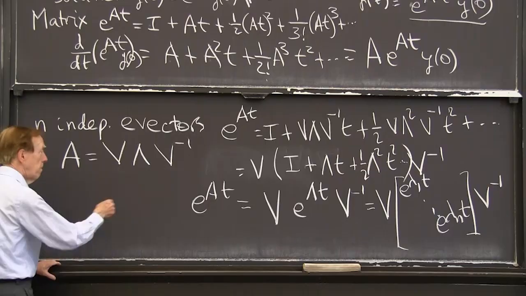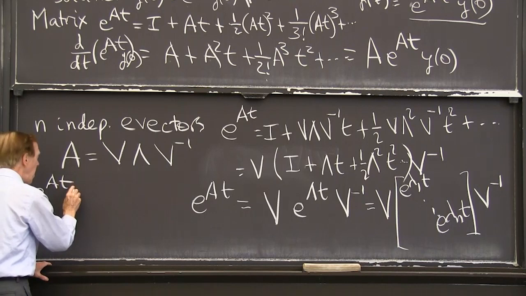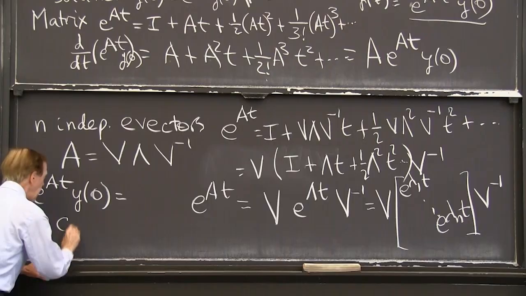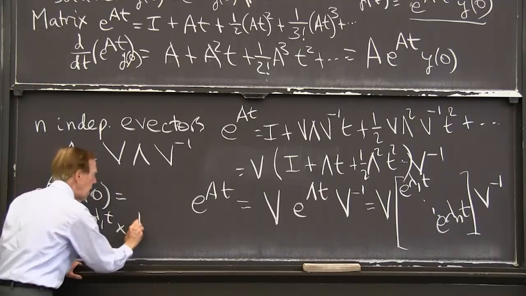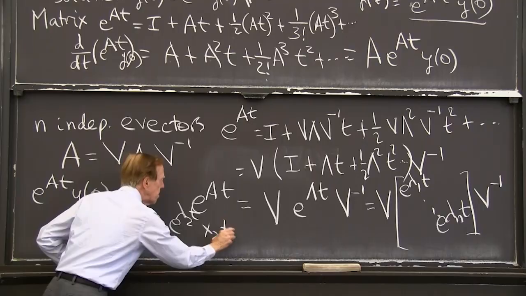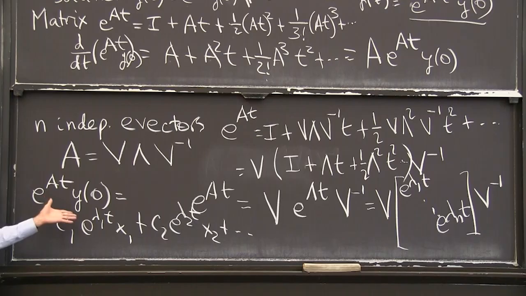this would lead to e to the At y(0). y(0) is some combination, and then there's an e to the lambda 1 t coming from here, and there's an eigenvector x1, plus c2 e to the lambda 2 t x2, and so on. That's the solution that we had last time. That's the solution using eigenvalues and eigenvectors.